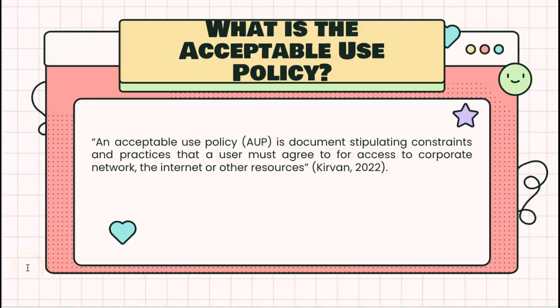Well, an acceptable use policy, or an AUP, is a document stipulating constraints and practices that a user must agree to for access to a corporate network, the internet, or other resources. In simple terms, this is a document that addresses the rights, privileges, and responsibilities that are associated with using the internet and technology at school.